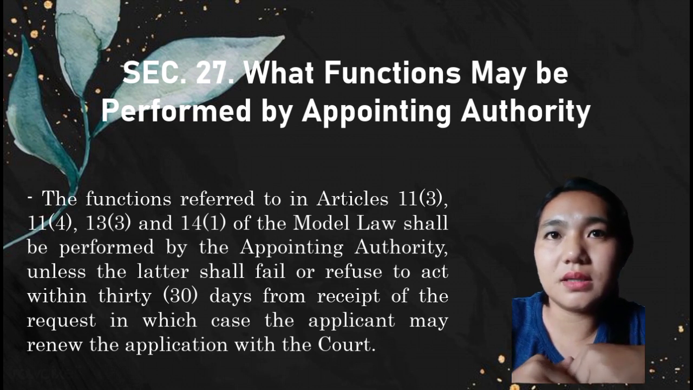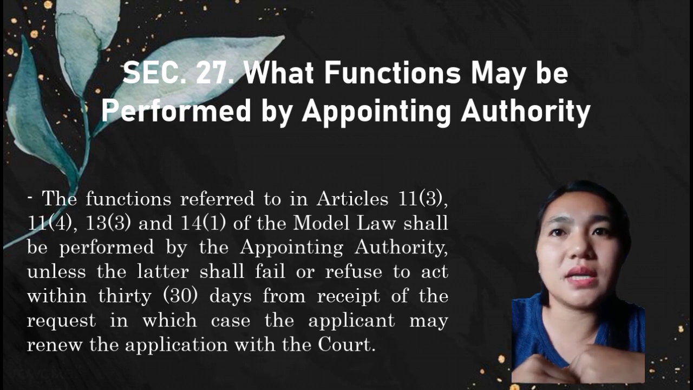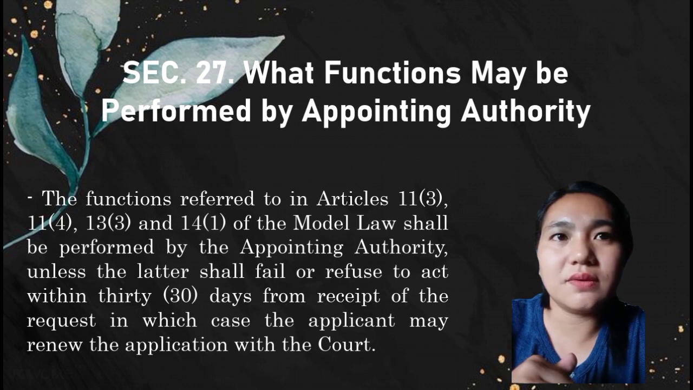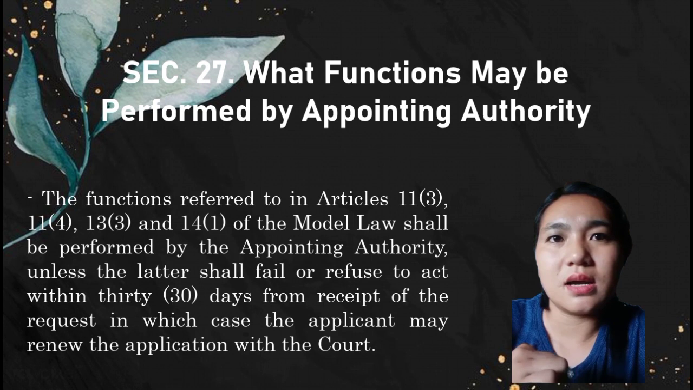So, my understanding is that the Model Law refers to the authority of the appointing authority to appoint an arbitrator or a sole arbitrator in case of a dispute. If the appointing authority fails to act within 30 days, the applicant may renew the application with the court. This means that the court will have the authority to appoint an arbitrator or a sole arbitrator to resolve the dispute.